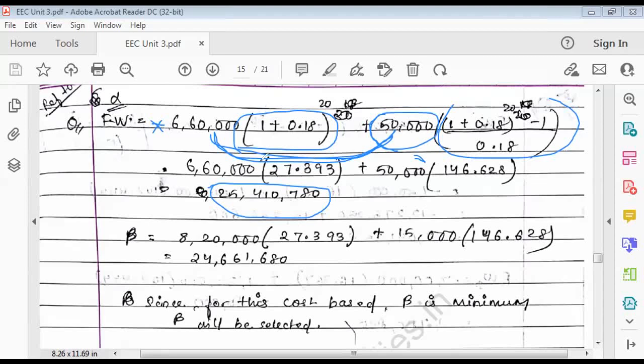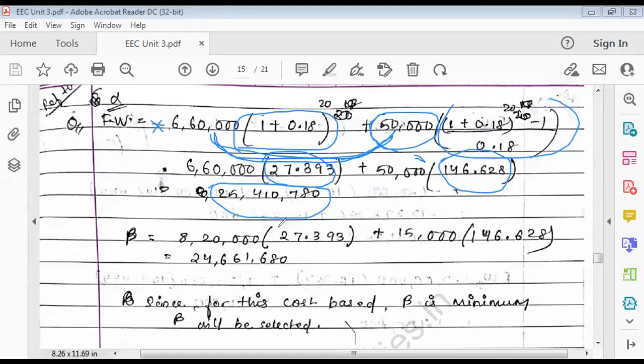The first formula's value is 27.393 and the second formula's value is 146.628. Consider up to 3 decimal points at least. You can consider up to 4 decimal points, but at least up to 3. Do not consider up to 2 decimal points, because books don't do it. So you better take either 4 decimal points or at least 3 decimal points.